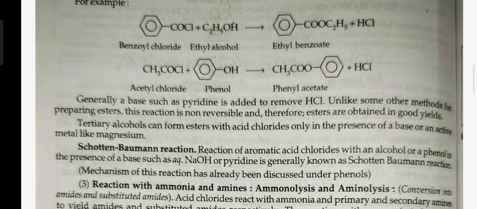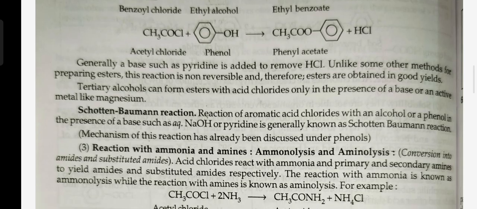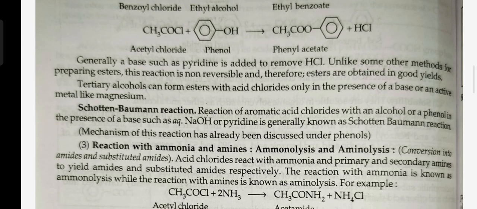Tertiary alcohols can form esters with acid chlorides only in the presence of a base or an active metal like magnesium. Schotten-Baumann reaction. The reaction of aromatic acid chloride with an alcohol or a phenol in the presence of a base such as aqueous NaOH or pyridine is generally known as the Schotten-Baumann reaction. The mechanism of this reaction has already been discussed under phenols.